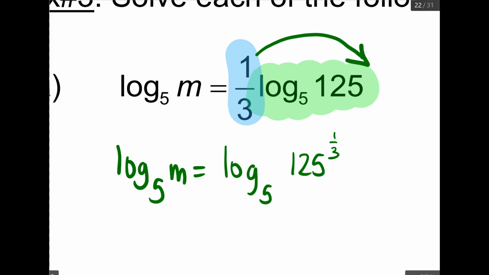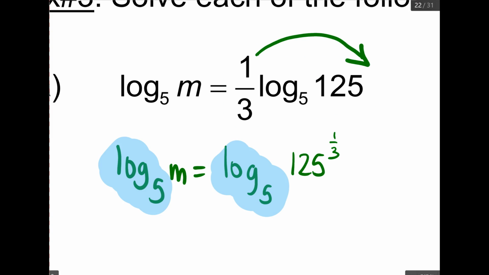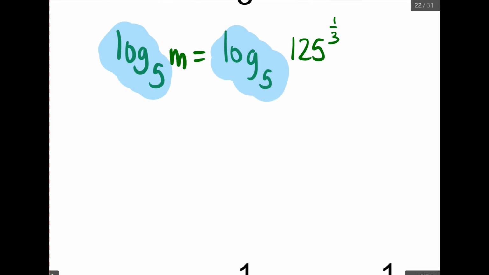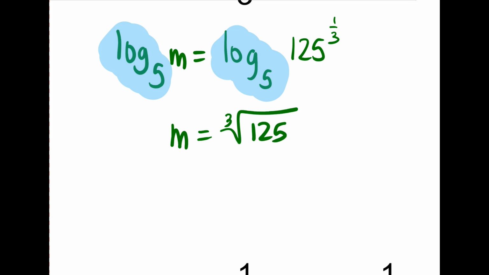Now we're going to use our previous knowledge. If I have matching bases, both sides have log base 5. What can I do with the insides? I can just set the insides equal to each other. So m equals the cube root of 125, because remember, having something to the third power is the same thing as the third root. What times itself 3 times is 125? It's 5. So m equals 5.